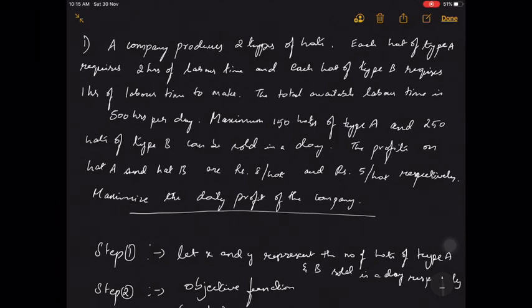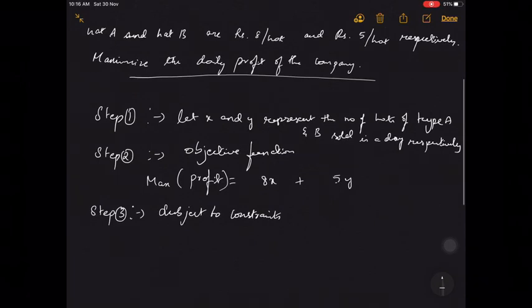The next sentence says the total available labor time is 500 hours per day. You have only 500 hours in a day, so within this time you have to make the two types of hats. So to make one hat of type A you need 2 hours, and for type B you need 1 hour. If you are making x number of hats, you need 2x hours, and if you are making y number of hats of type B, you need y hours.